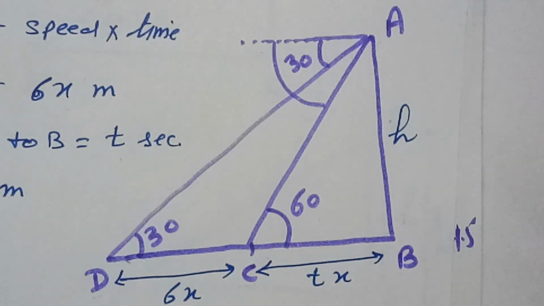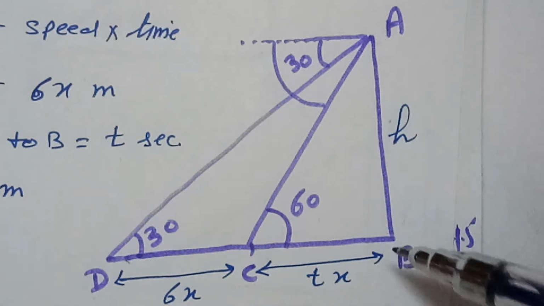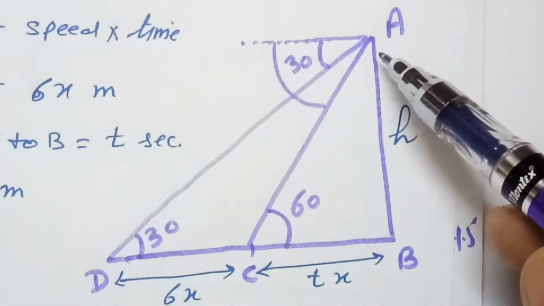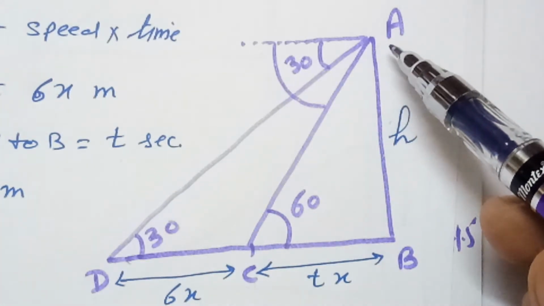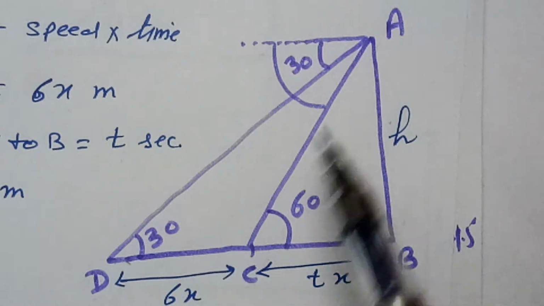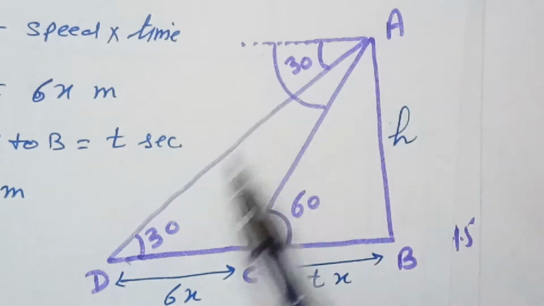Students, here we have a question that a state highway leads to the foot of a tower. AB is the tower. A man standing at point A at the top of the tower observes a car at an angle of depression of 30 degrees. So this is the angular depression of 30 degrees.